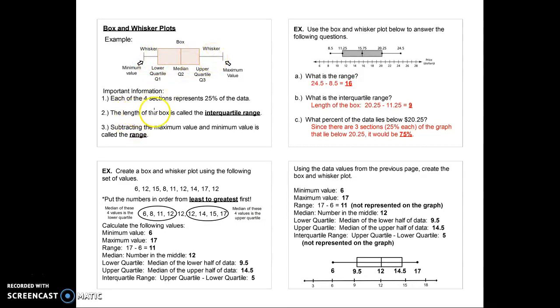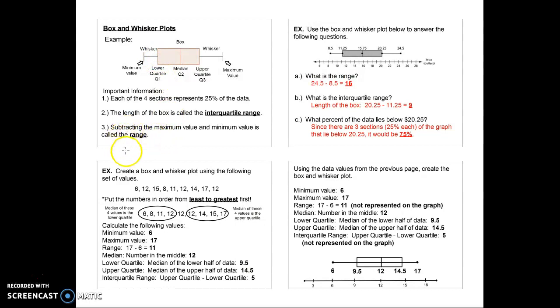Now, the length of the box is called the interquartile range. So to find that, the length of your box starts here at the lower quartile and ends at the upper quartile. To find that interquartile range, or sometimes it's called IQR, you take this upper quartile or the Q3 value and you subtract the lower quartile. It's just the range of the box. So the highest of the box minus the lowest of the box.